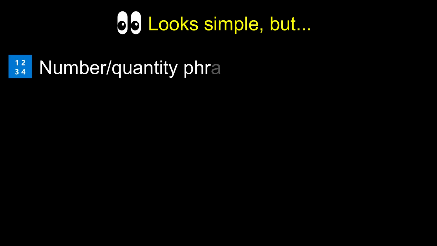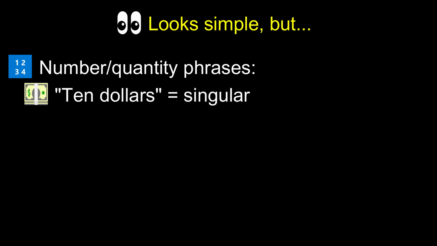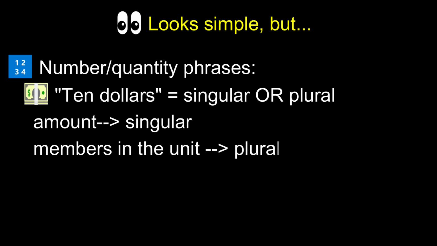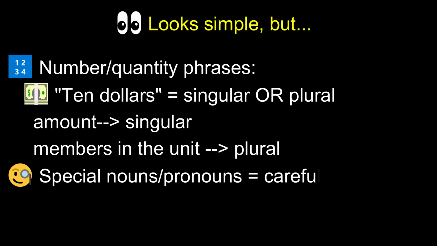A phrase like $10 can be used both singularly and plurally, similar to collective nouns. When referring to a single amount, it takes a singular verb, but when focusing on individual dollars, it takes a plural verb. In this chapter, we examine all these special nouns, pronouns, and noun phrases that require careful attention.